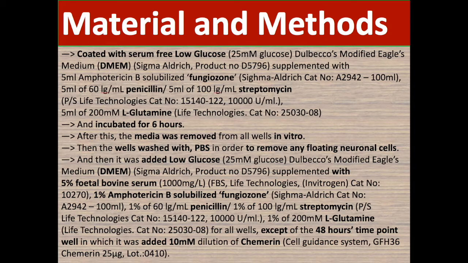And then low glucose, 25 millimolar glucose, Dulbecco's modified Eagle's medium, DMEM, supplemented with 5% fetal bovine serum, 1000 mg/L, 1% amphotericin B solubilized fungizone, 1% of 60 µg/ml penicillin, 1% of 100 µg/ml streptomycin, 1% of 200 millimolar L-glutamine was added for all wells, except for the 48 hours time point well, in which a 10 millimolar dilution of Chemerin was added.